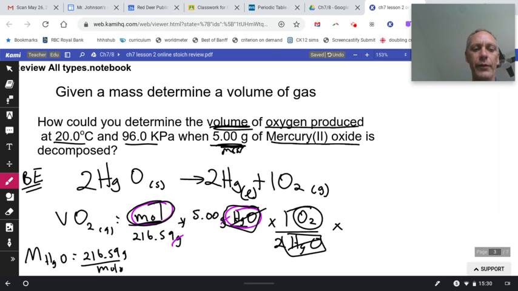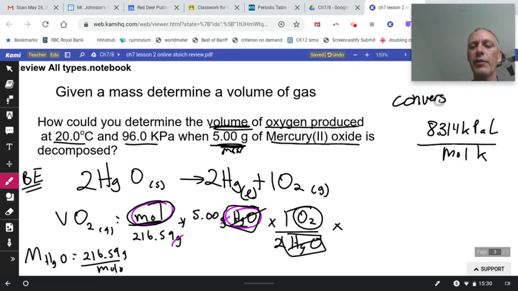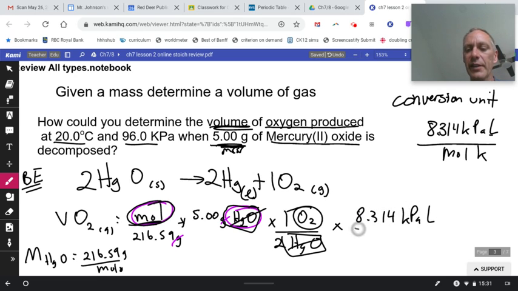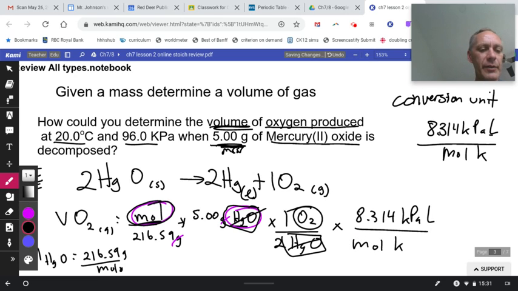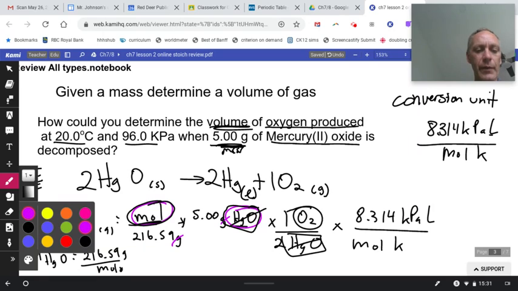We have moles, and we want liters. Remember this guy? 8.314 kilopascal liter over mole Kelvin. There's your conversion unit for all the gas problems, the ideal gas constant. And we're looking for volume or liters, so we're going to write that on top. 8.314 kilopascal liter over mole Kelvin. Okay, time to see what cancels out here.